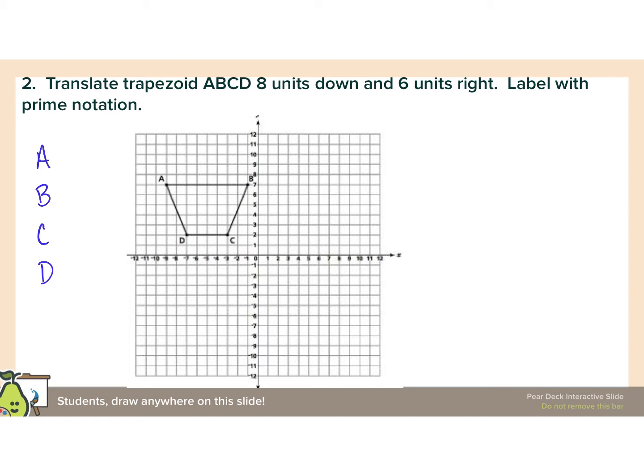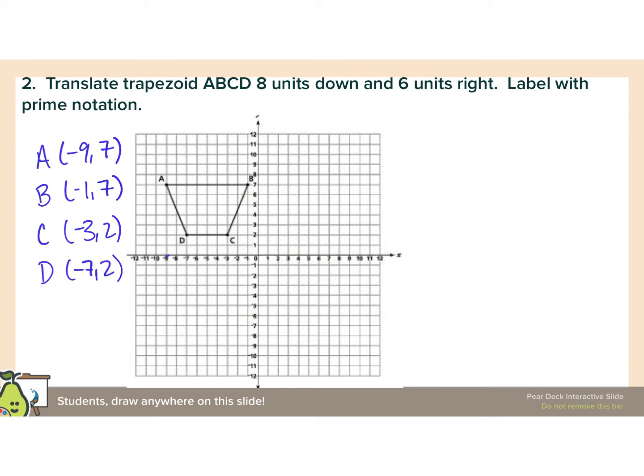A is at -9, +7. B is at -1, +7. C is at -3, 2. And D is at -7, 2.